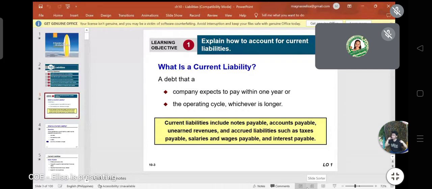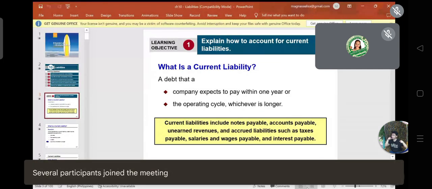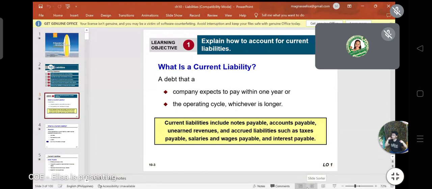So these are advances. These are cash that we receive, advances on sales of goods and services that we still have to deliver. So that is unearned, no? Muna siyang advances coming from customers.